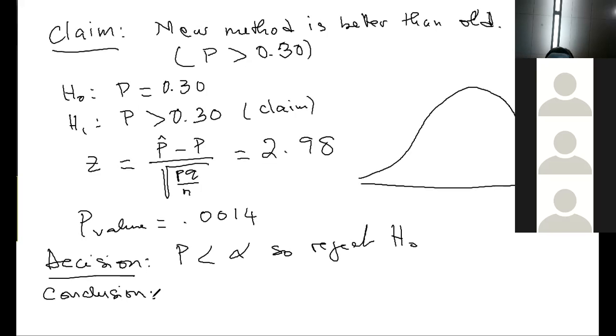understand. Okay, so the conclusion here is at alpha equals 0.01, there is enough evidence to support the claim that the new method is better than the old one. Actually, the sample was indicating that, but we were not sure if it is a significant difference. That's why we do the test. Okay?